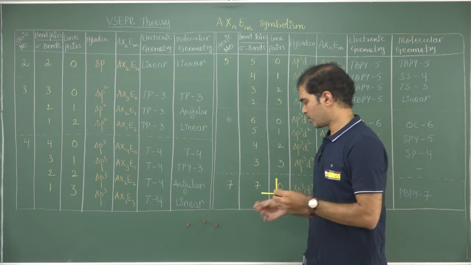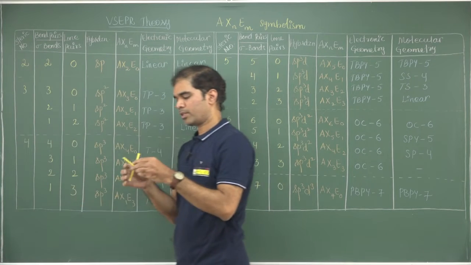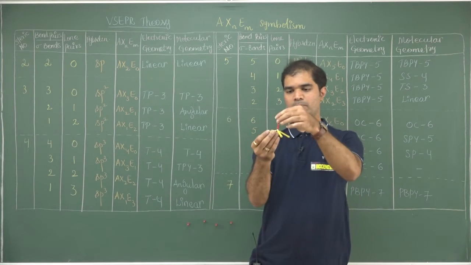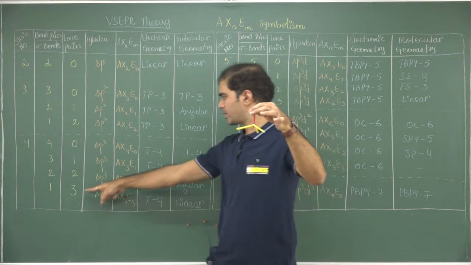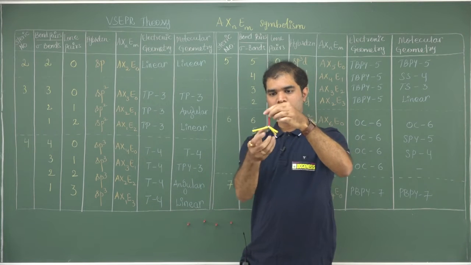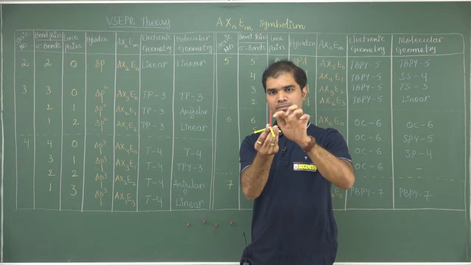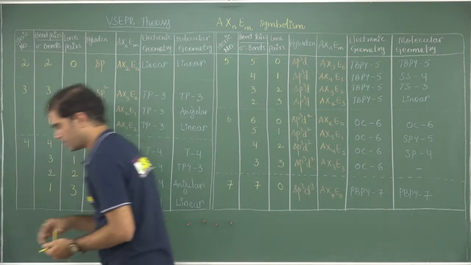In the last case, I will take 3 lone pairs. When I choose 3 lone pairs, the geometry is still a tetrahedron, but the molecular geometry is just linear, the red one. It is just a linear one. So that is how we can explain the different geometries.